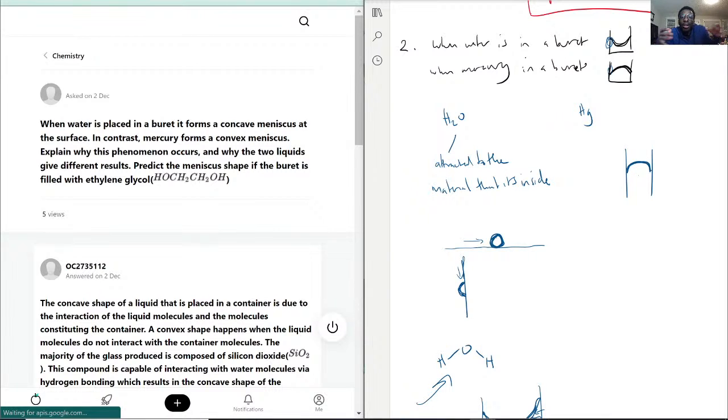So it literally piles up on itself and, like, no, I don't feel like touching the walls, because it has, in a sense, an even stronger bond within itself than with its surroundings. So that is why when water is placed in the buret, it forms a concave meniscus, but when mercury is placed in the buret, it forms a convex one.